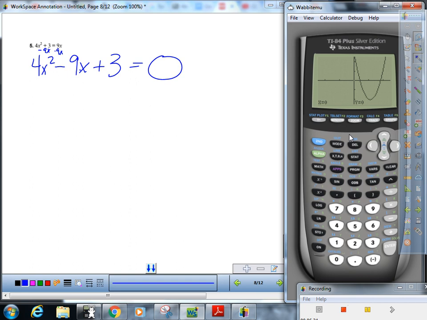How do we find them? We need to calculate, so second, trace. We want to calculate the zeros. Okay, and we got to find our little water bug. There he is. Hit enter on that side. Go over to the other side. Hit enter. Hit enter. And that is 0.4069 for x. So that's one of your answers for x.